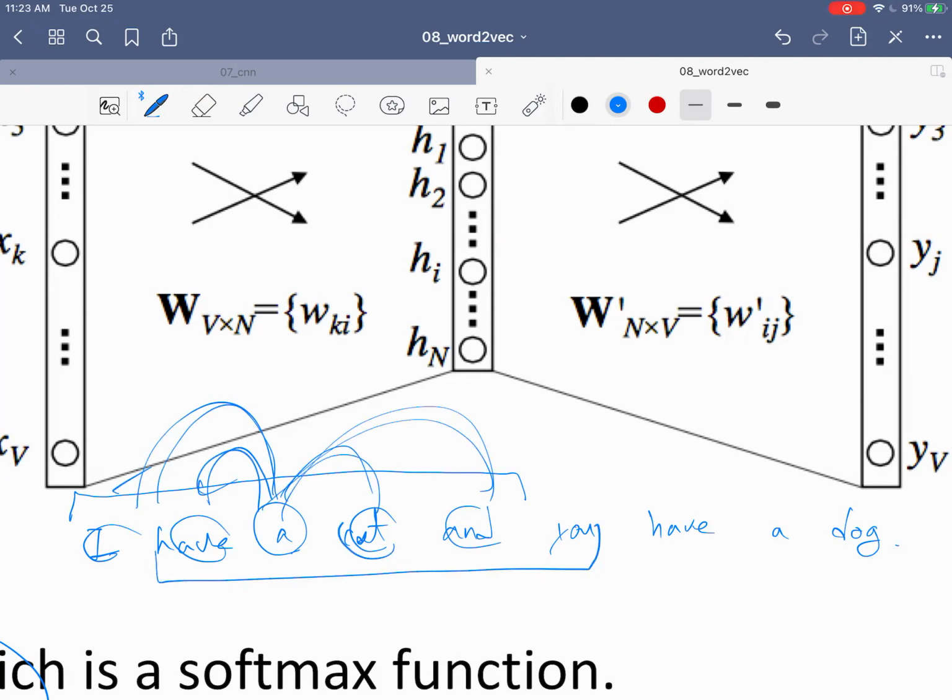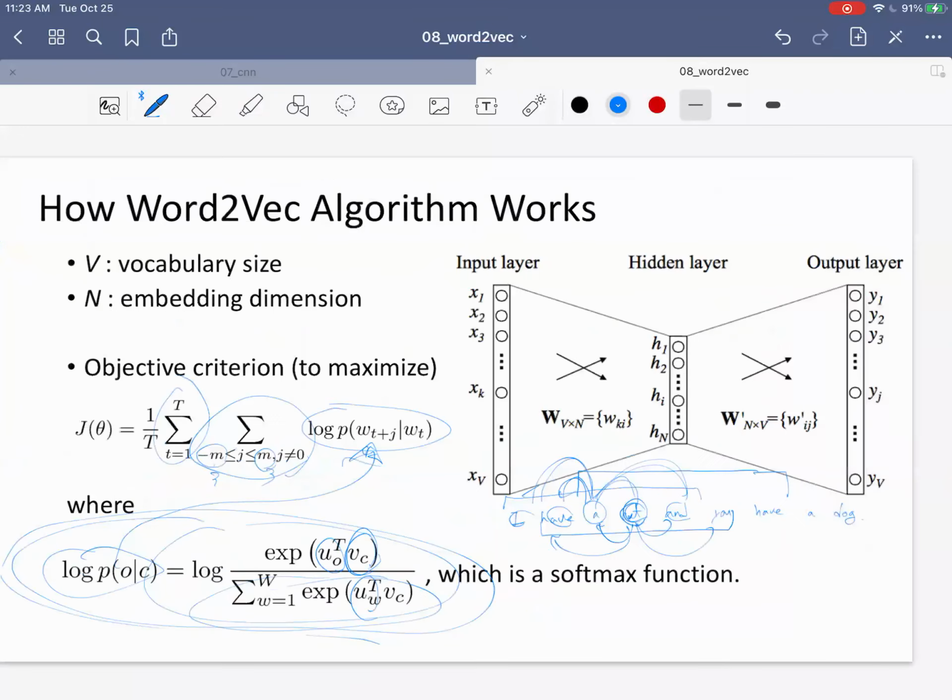And now cat is the target word. So you will have a softmax score between cat and a, cat and have, cat and you, and then you move on again. Next time you move on to the next sliding window, and so on and so forth. Basically, that's it. That is the entire thing.